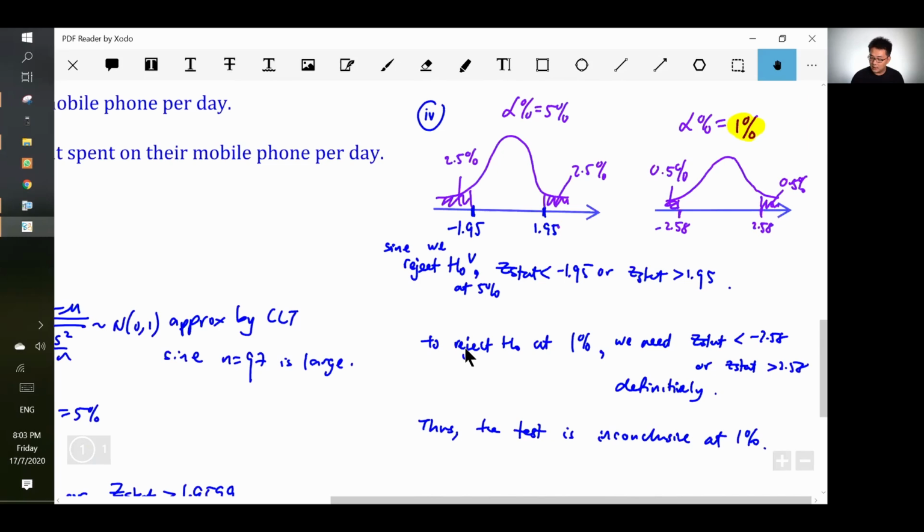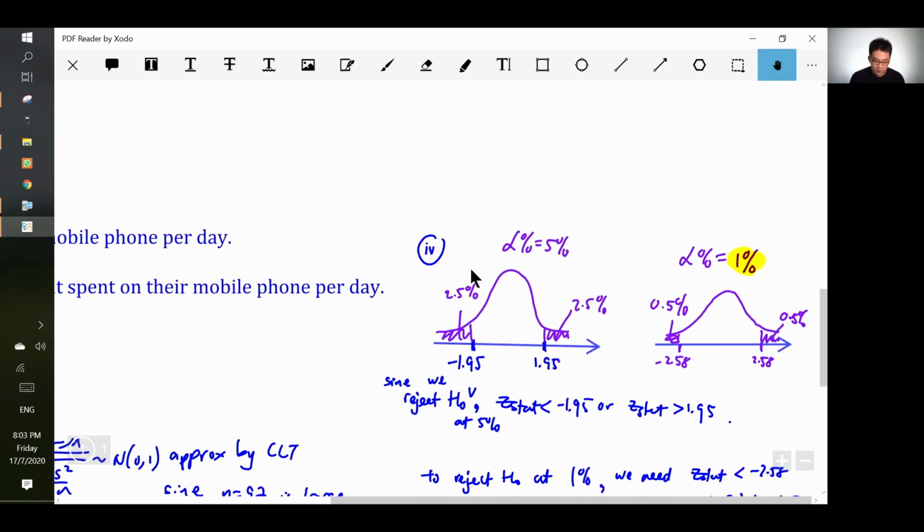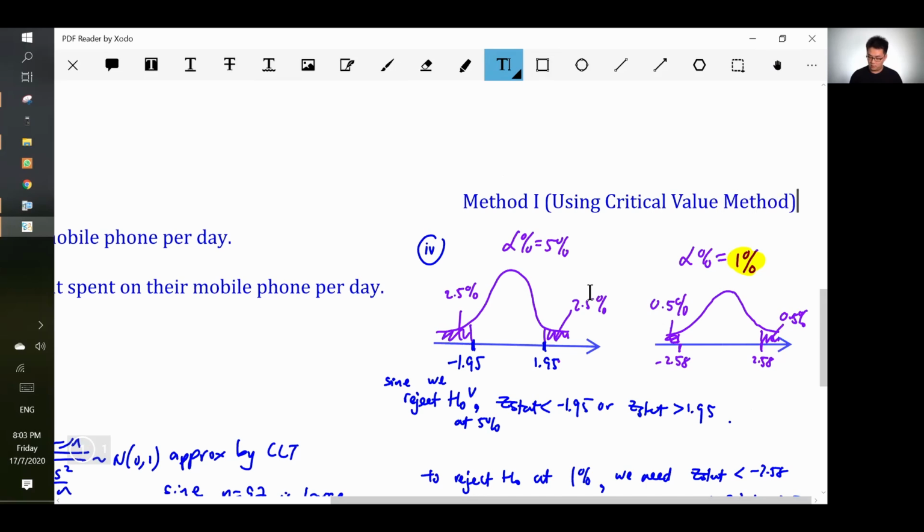The answer key actually writes it the p-value way. You can also write the p-value way, which is actually easier to write. So I will just write down method 1, using the critical values method, classical.